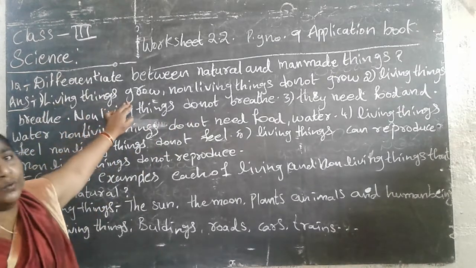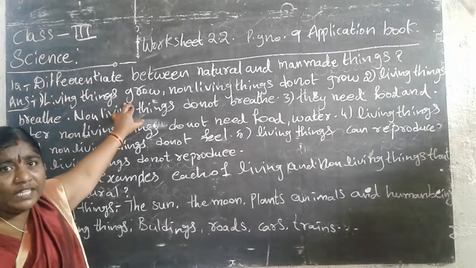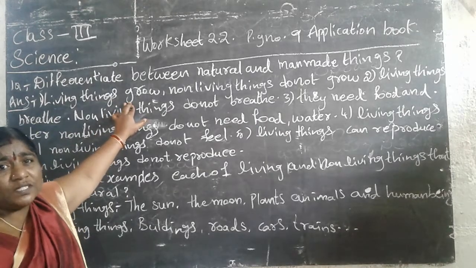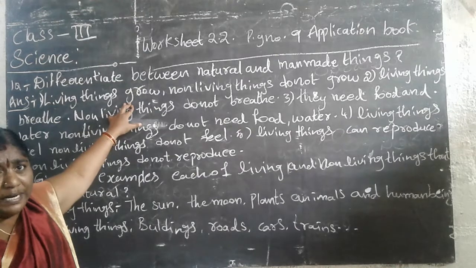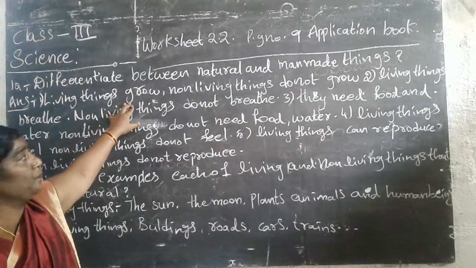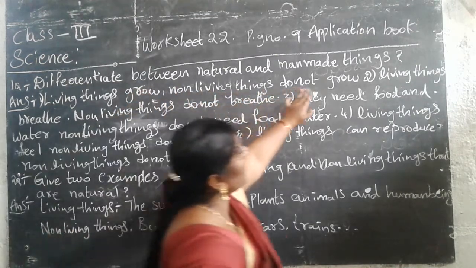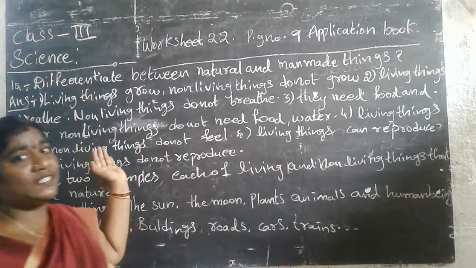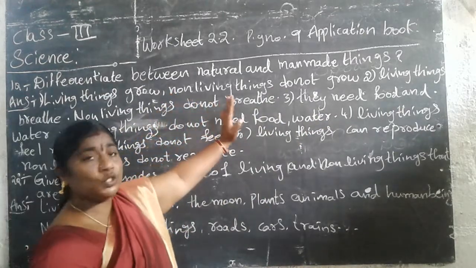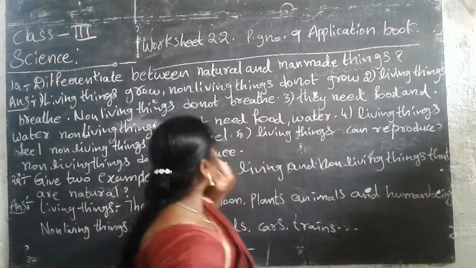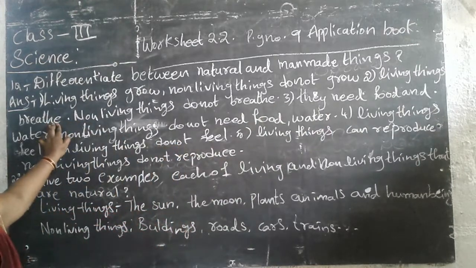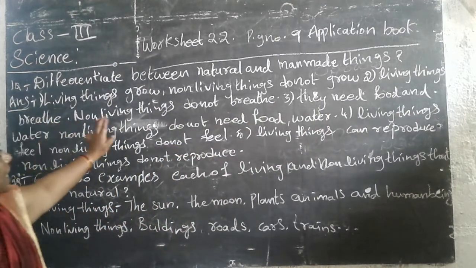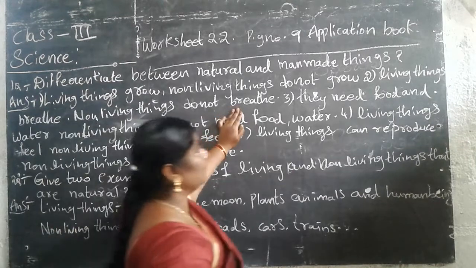Living things can grow. Example: plants, small babies, animals. They have to grow. But non-living things do not grow. Then living things breathe. Non-living things do not breathe.